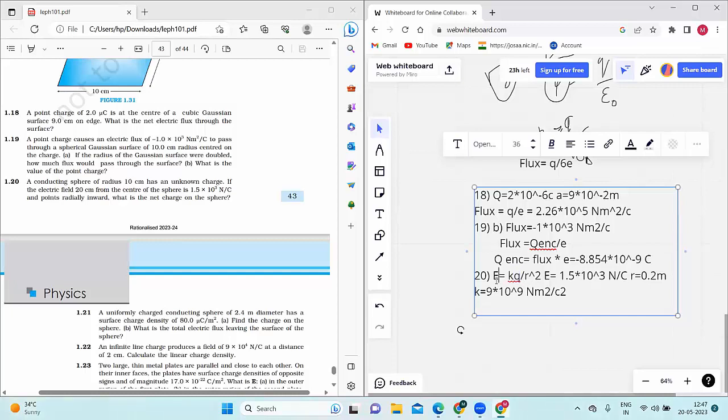As we know the value of E, the value of k, and the value of r, we can get the value of Q. So we will get the magnitude of Q as 6.67, and also we know the charge is negative, as the electric field points radially inward. So the charge is negative, and the magnitude we calculate from the formula is 6.67 into 10 power minus 9 coulomb.